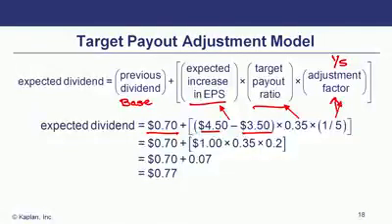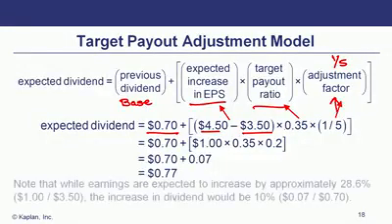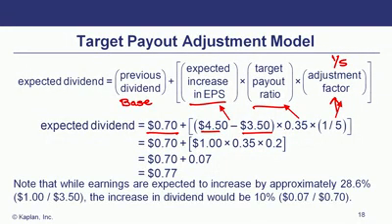All right. Now that means that next period's expected dividend should be 77 cents, assuming the firm follows a target payout adjustment model. So the change in dividend is only 7 cents, or a 10% increase in dividend. So in this case, notice, even though the earnings actually grew by 28.6%, dividends were growing much more moderately, at 10%. Why? That is the shock absorber in play. That is the stability that we are trying to achieve.